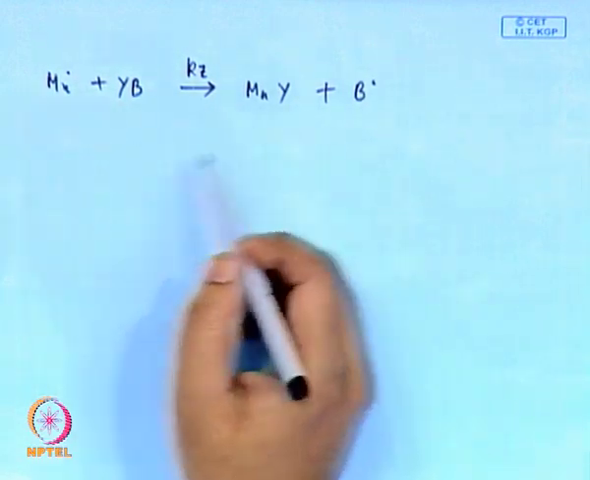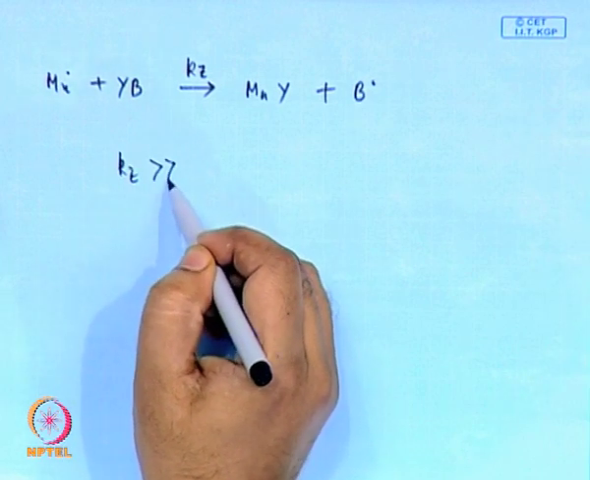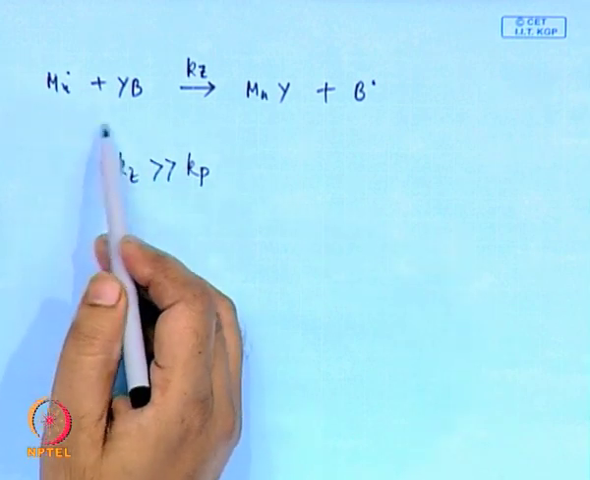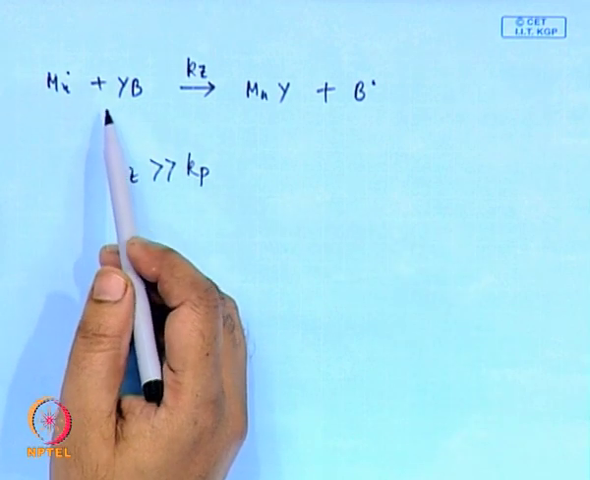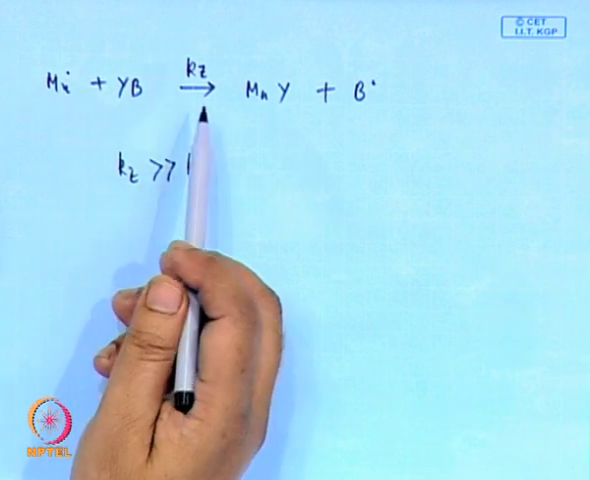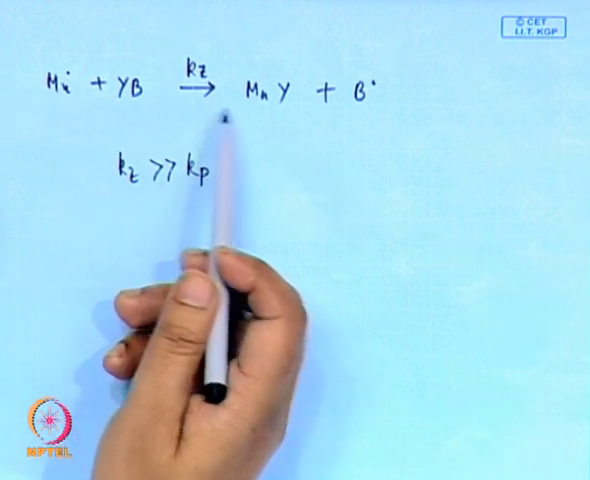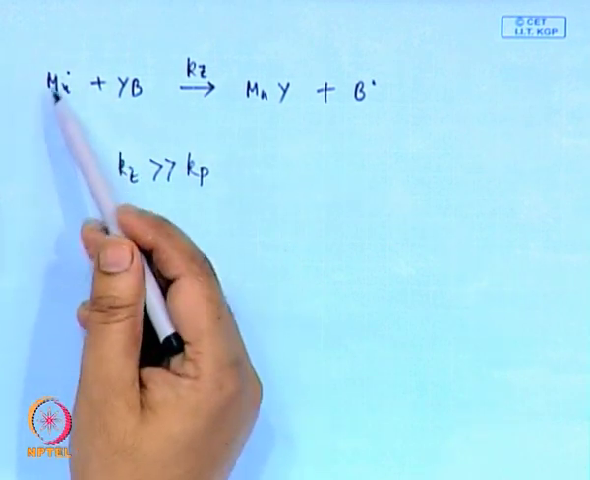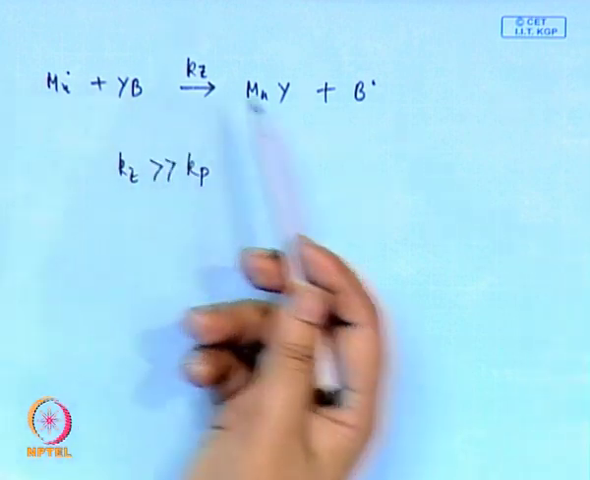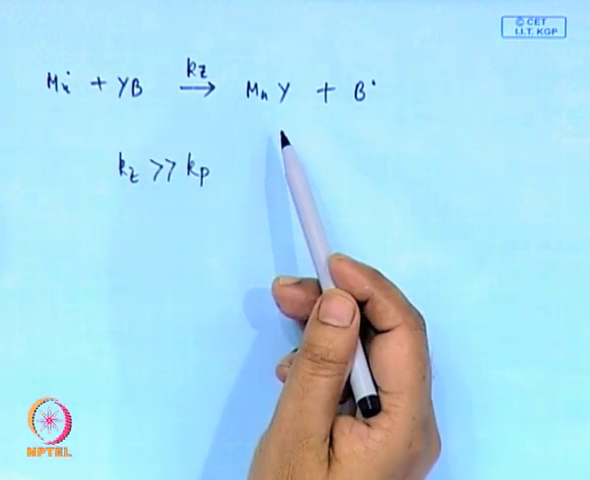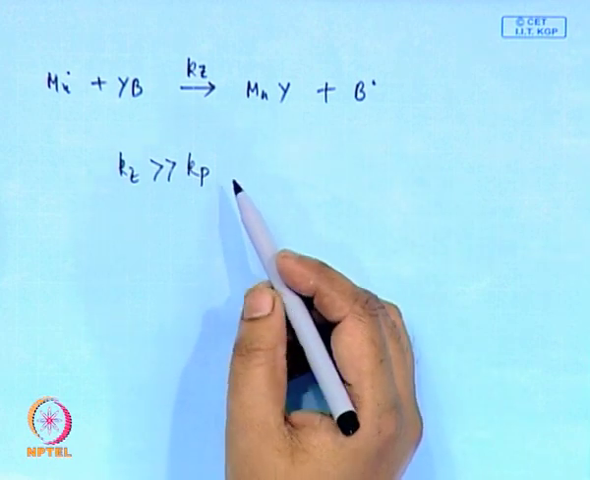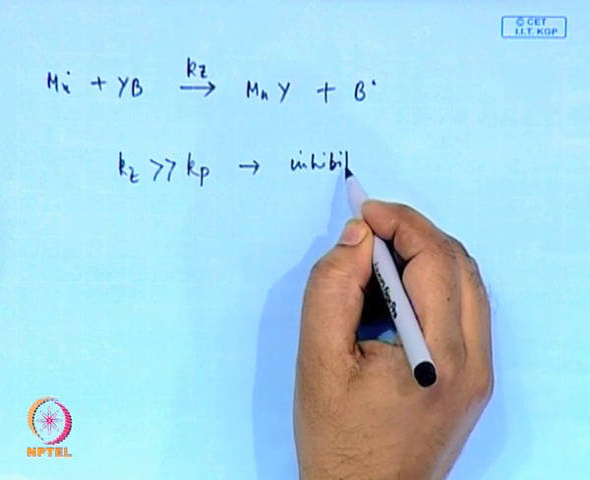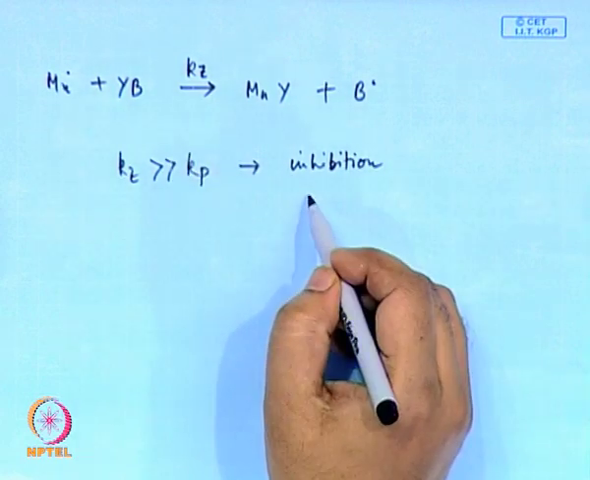In this case, what happened? If K Z is much higher than K P, which means this reaction is happening at a much higher extent compared to the normal propagation reaction, then you will not have a polymer at all, because as soon as this chain initiates, it will react with this and form a dead chain. So, you will not have any polymer. Polymer is inhibited. So, it is an inhibition reaction, and this Y B is an inhibitor.